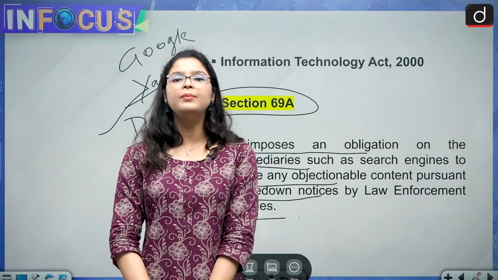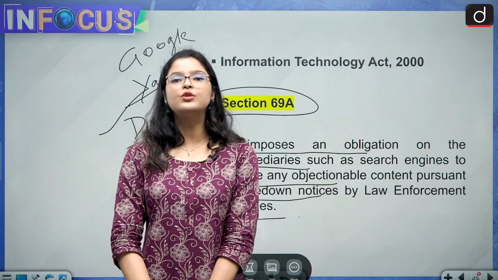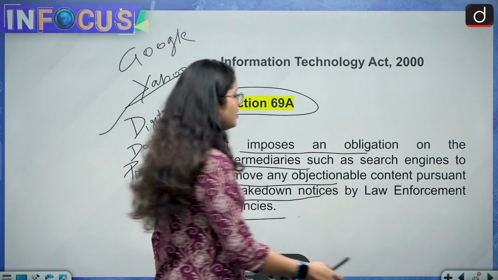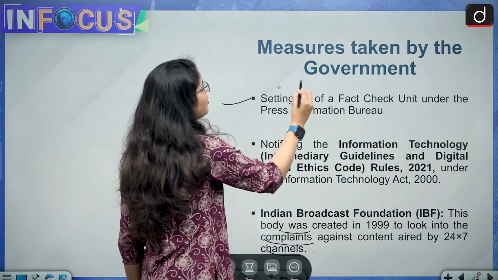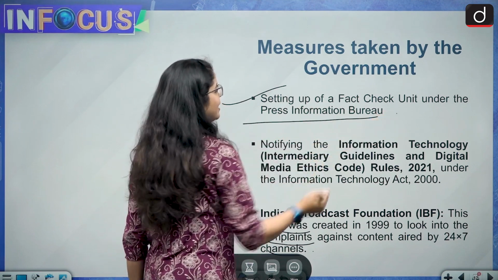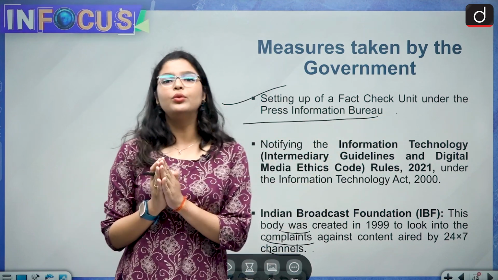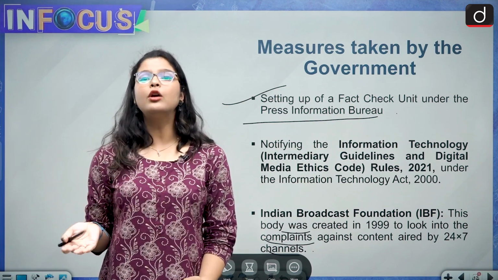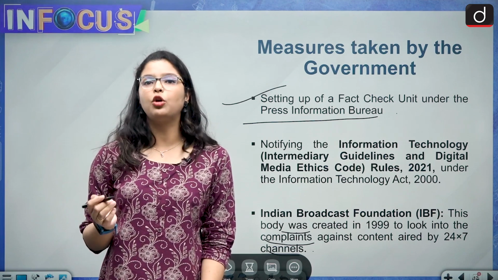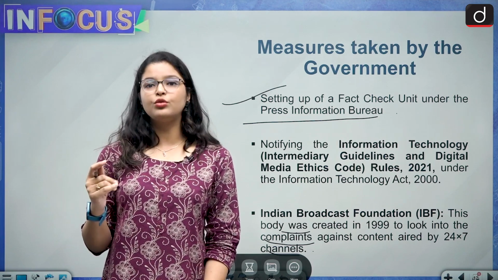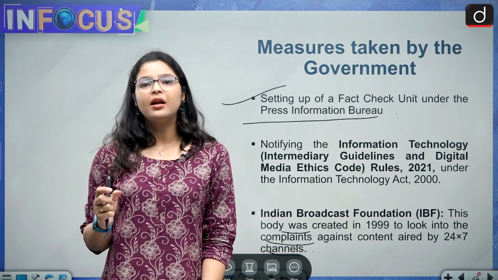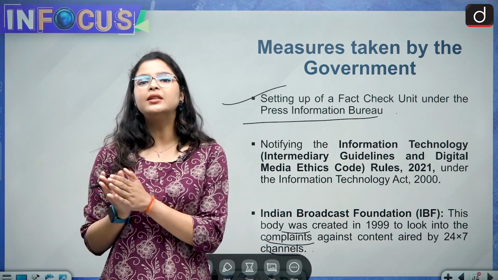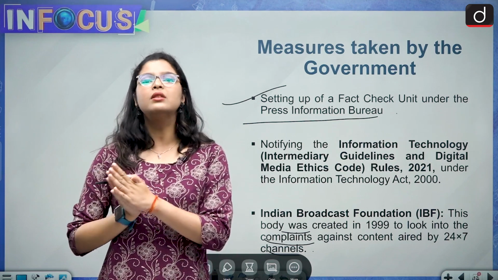Now let us analyze the measures taken by the Indian government to curb the spread of fake news or misinformation. So the first measure is setting up of a fact-check unit under the PIB. This is a dedicated unit set up by the government under the Press Information Bureau to debunk all of the fake news that is being spread online. The people can also, through a dedicated app, approach them and verify the news, and they can say whether that is fake news or real news.